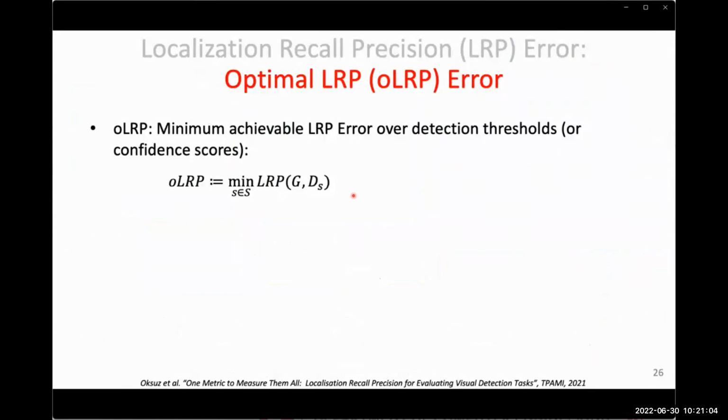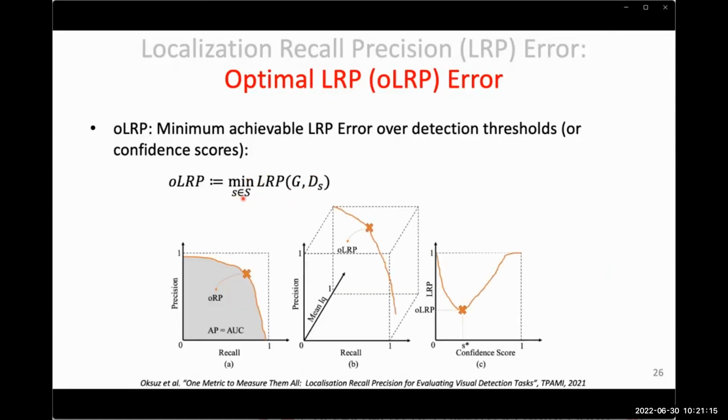We can easily formulate this optimal LRP error as the smallest of LRP values that can be obtained with different thresholds on the confidence score. If we disregard localization on the precision recall curve, this would correspond to an optimal precision recall value, which is this point, the point closest to 1, 1 on this curve. However, in LRP, we have 3 axes: precision, recall, and localization. And optimal LRP is the point on this curve that is closest to 1, 1, 1.